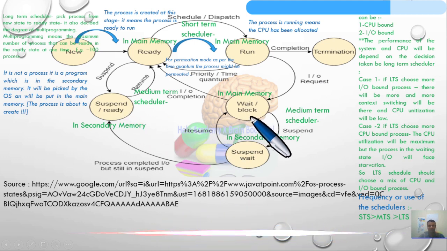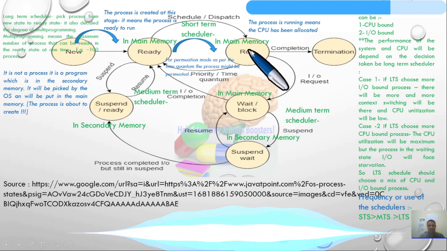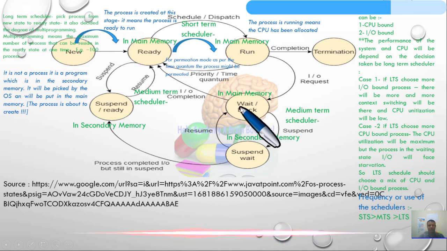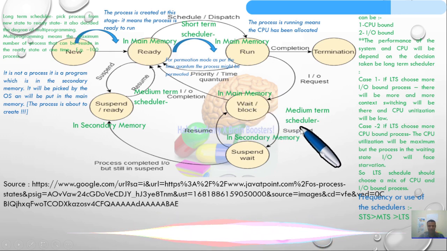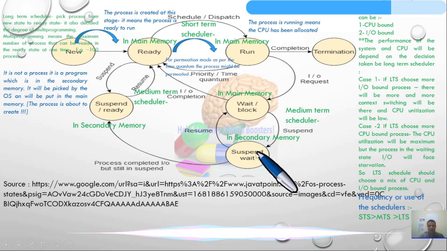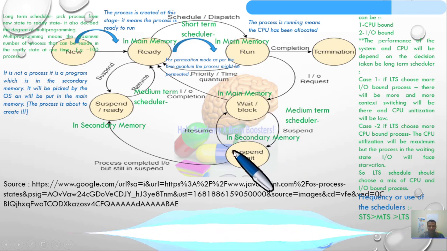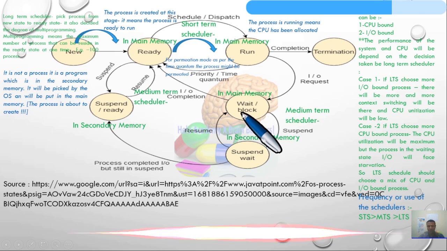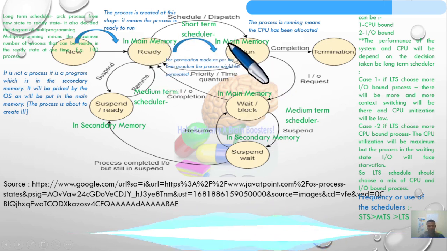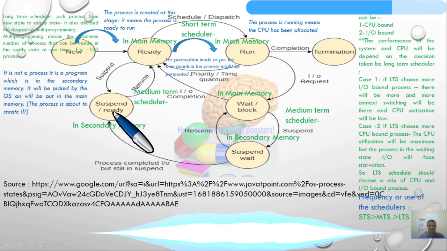What does it mean? As you know, our main memory is very limited. Once programs fill the main memory, it will be full. So the operating system will take the process from the wait state to the suspend state in the secondary memory, and this will be done by the mid-term scheduler. Again, once it is completed, it can go to the blocked state, then the ready state. Then from the ready state, it will run and be terminated. The other path is from suspend wait in secondary memory to suspend ready.